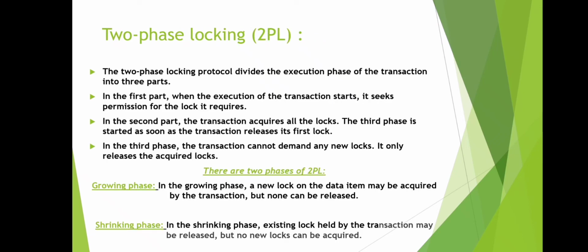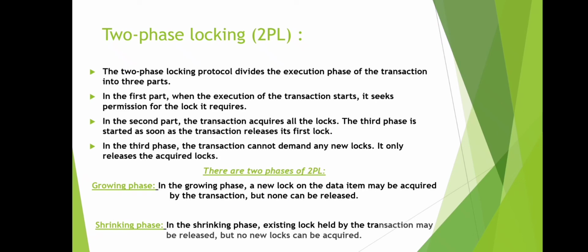Two-phase locking, 2PL. The two-phase locking protocol divides the execution phase of the transaction into three parts. In the first part, when the execution of the transaction starts, it seeks permission for the locks it requires. In the second part, the transaction acquires all the locks. The third phase is started as soon as the transaction releases its first lock. In the third phase, the transaction cannot demand any new locks. It only releases the acquired locks.